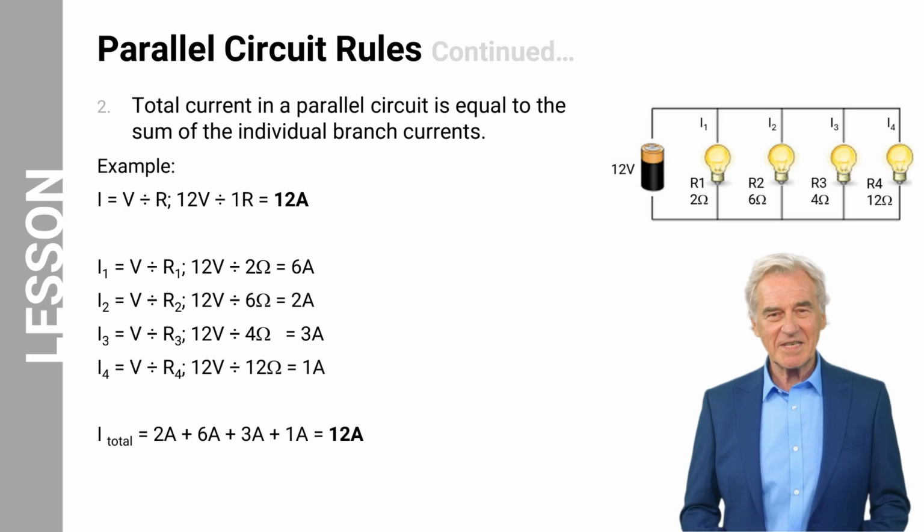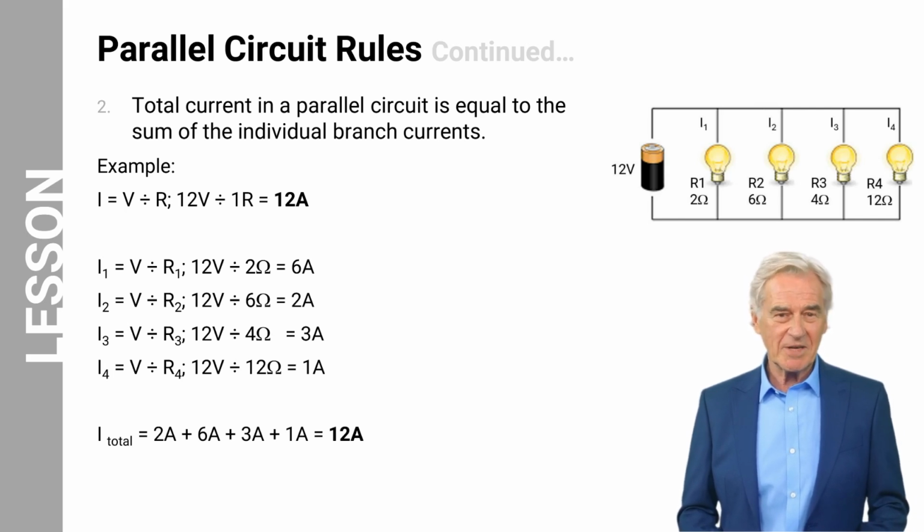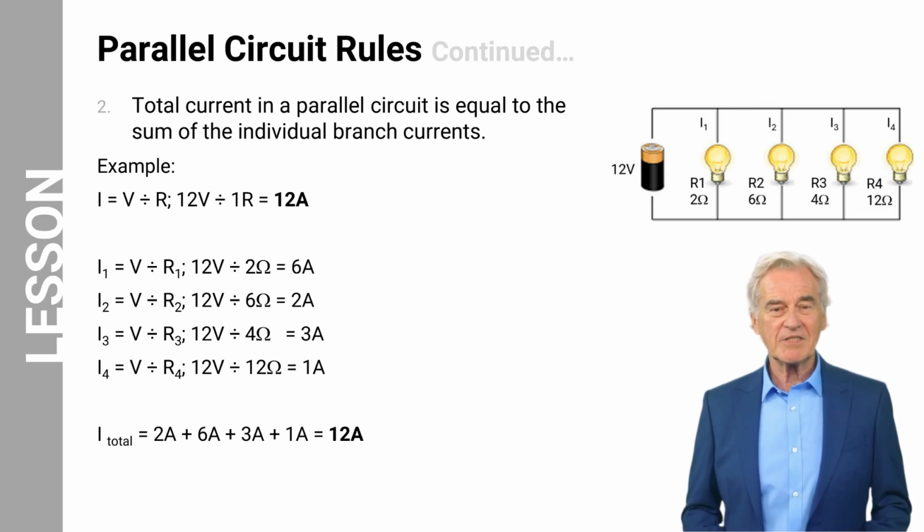Now, let us examine the individual branches. For the first branch with 2 ohms resistance, the current in R1 is 6 amperes. Similarly, for R2 with 6 ohms resistance, the current is 2 amperes. For R3, the current is 3 amperes. And for R4, the current is 1 ampere. When we sum these individual branch currents, we get a total of 12 A, which matches our initially calculated total current. This illustrates how the current divides among parallel branches while the sum remains equal to the total circuit current.